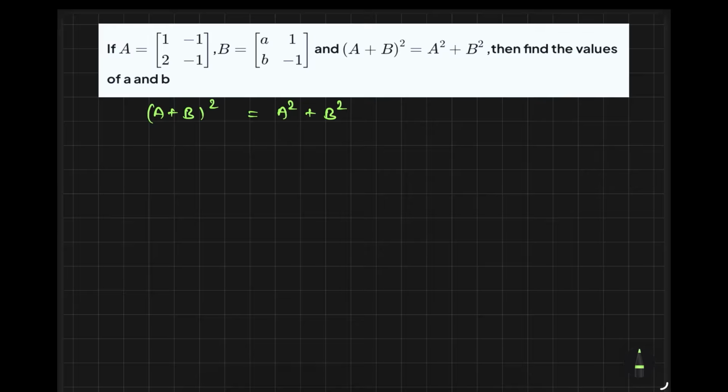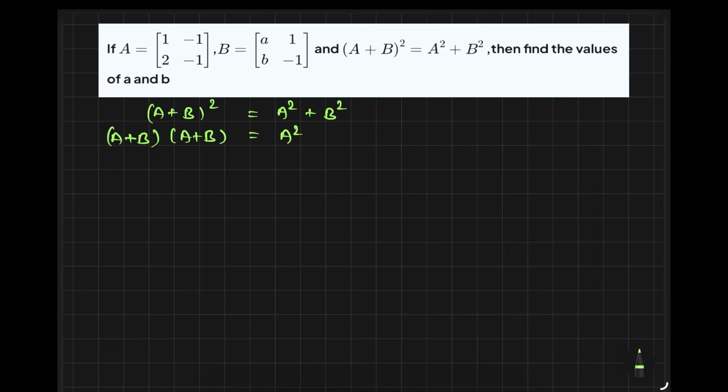The normal algebra is different, matrix algebra is different, vector algebra is different. You can apply the formulas that you have studied in normal algebra to matrix algebra only if the matrices commute. Right now you don't have any idea, so have patience. Can I write down this thing as (A + B) times (A + B)?